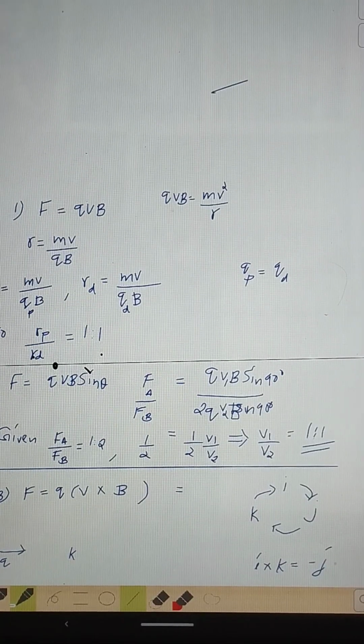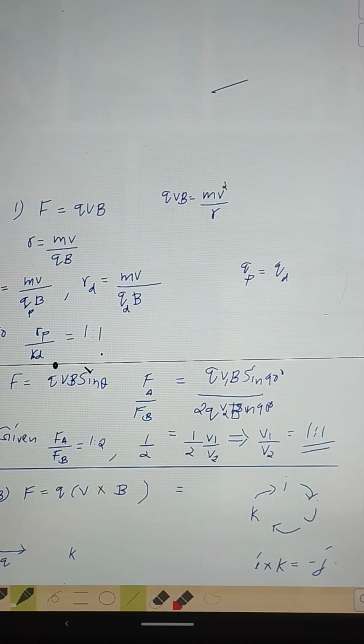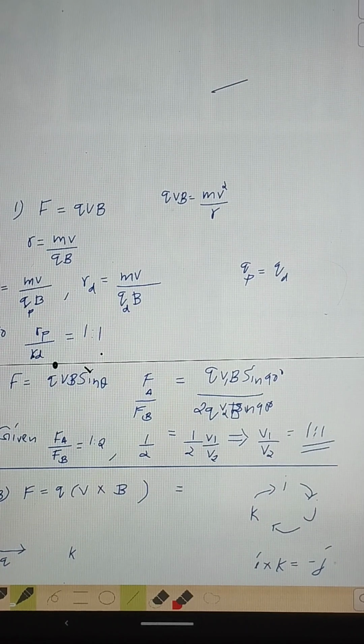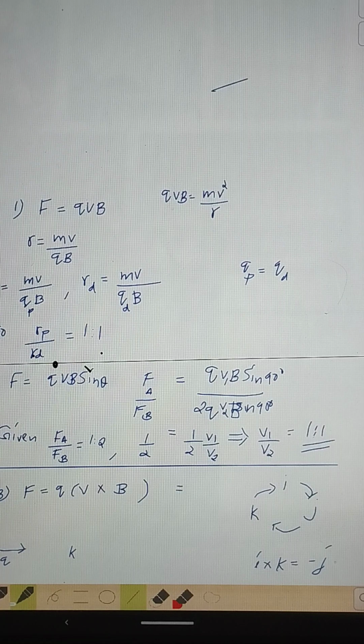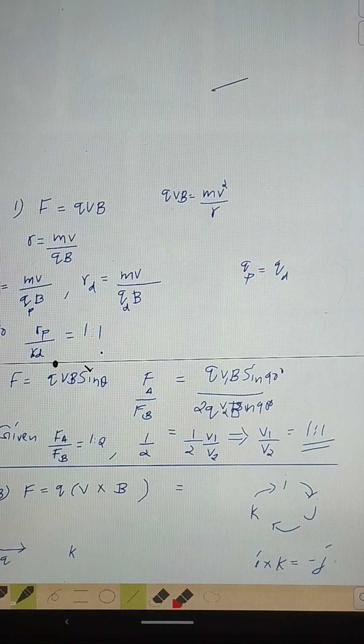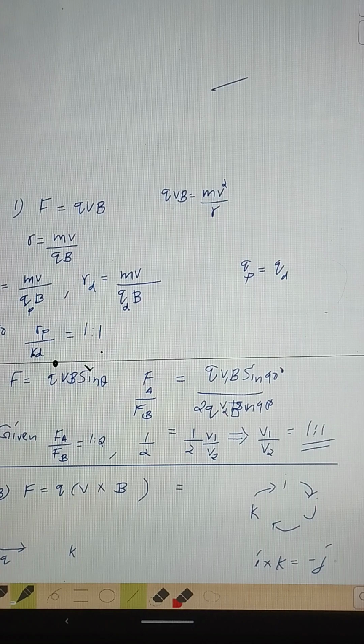This question can be solved either by applying Fleming's left-hand rule or by analyzing the vector product V cross B. According to Fleming's left-hand rule, the three fingers of the left hand, thumb, middle finger, and pointer finger, should be aligned in three mutually perpendicular directions. The pointing finger points the direction of magnetic field, the thumb represents the direction of force, and the middle finger represents the direction of current.